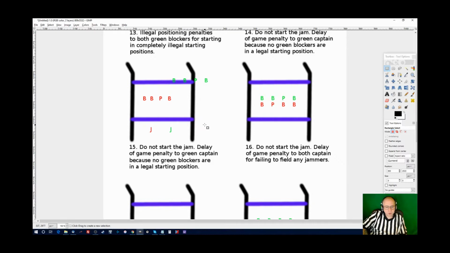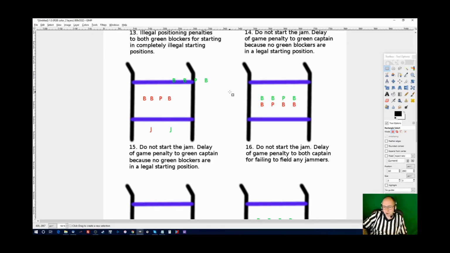Fifteen. Do not start the jam. Delay of game penalty to green captain, because again, no green blockers are in a legal starting position. Even though they're touching ahead of the line, that's not allowed. Just remember the pivot is touching out of bounds. So the pivot and green blocker are out of bounds. They cannot participate in the jam. These two green blockers are ahead of the line, so I'm not going to allow that.